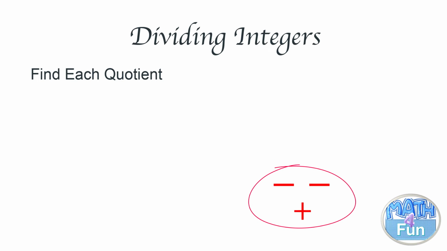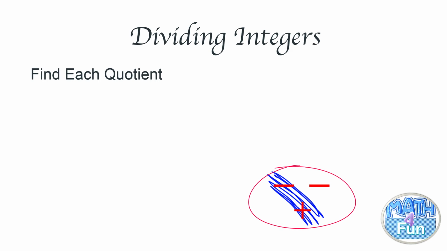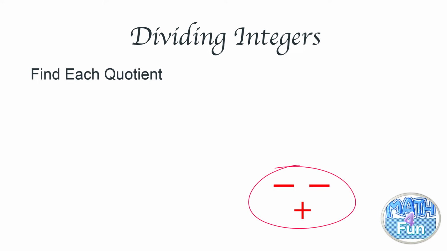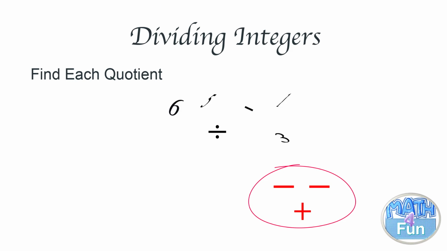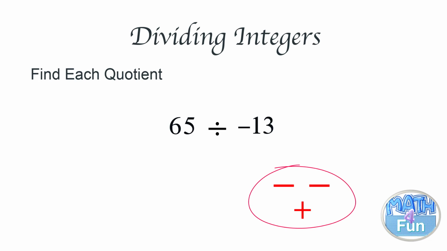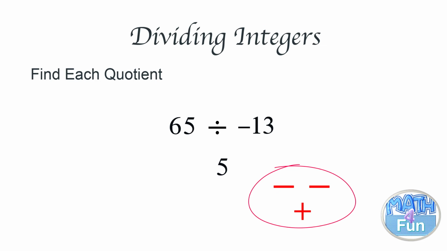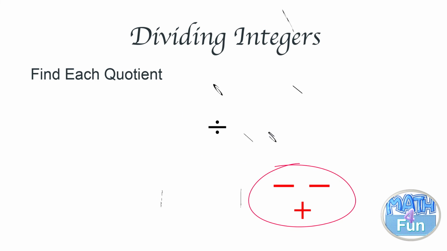Remember that negative divided by positive is negative. Positive divided by negative is negative. But if we have two negative signs, so negative divided by negative, it is positive always. 65 divided by minus 13. Now 65 divided by 13 is 5, and plus divided by minus is minus. So you get minus 5.